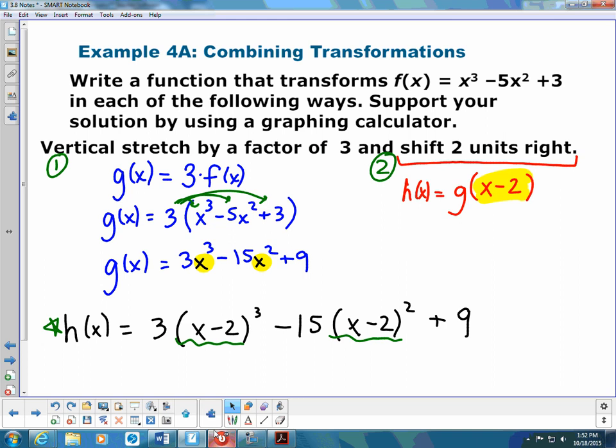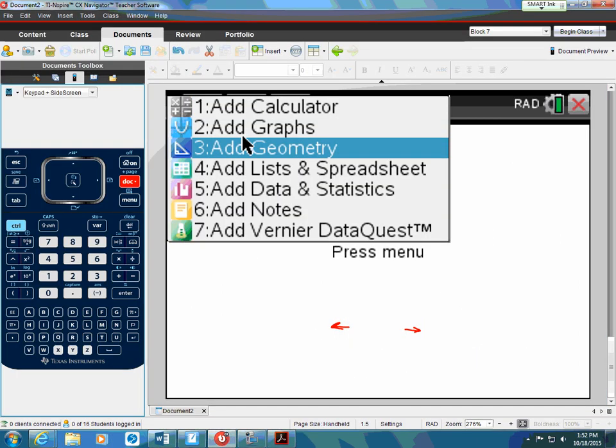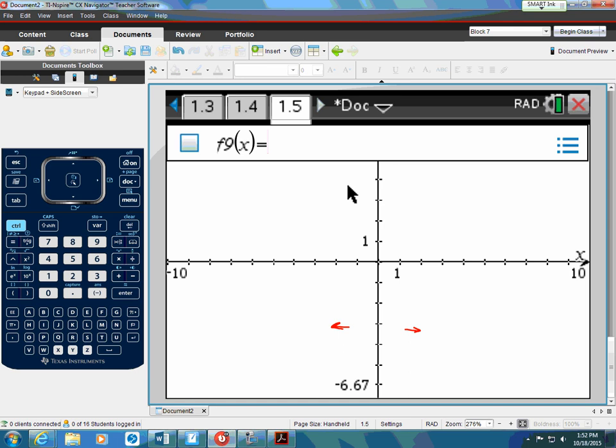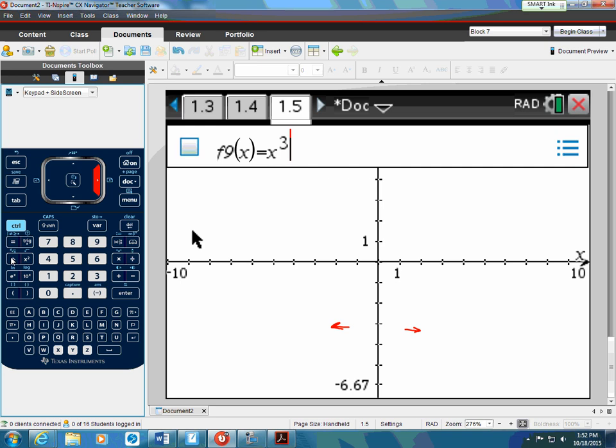So let's go to our calculator. We're going to add a new page. And we're going to say in this one that our original was x to the third minus 5x squared plus 3.